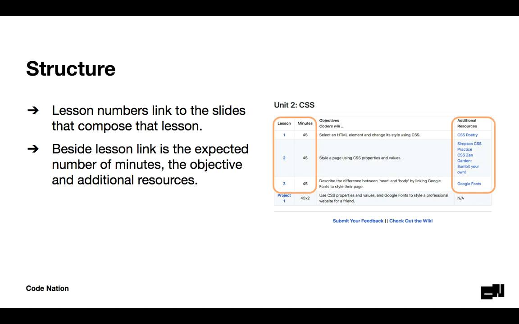So if you look at the GitHub website, it's pretty easy to navigate. If you open up a unit, so for instance, this unit is CSS, what you'll see on the left is the lesson number here. And then what you see on the right is how long that lesson is supposed to take. Most of our intro lessons are structured for about 45 minutes. And then there's additional resources too all the way here at the far right.